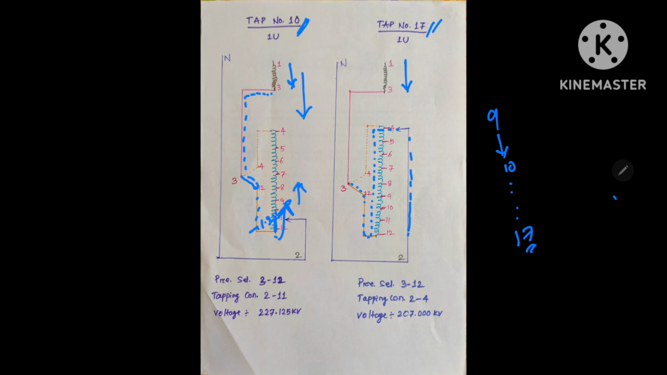Same way, this is the main flux, and here you can see it is completely, this 10% is opposing this 90%. So this is 100% and this 10% is opposing. This is minus. So the resultant will be 90%. So in step number 17, it will be 90%. And each step will be 1.25%. So this is step number 17.